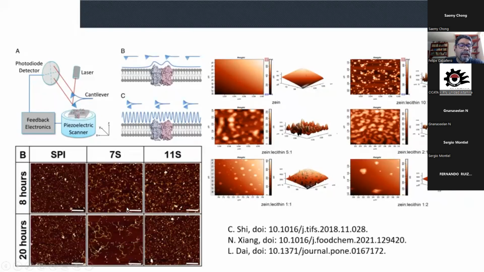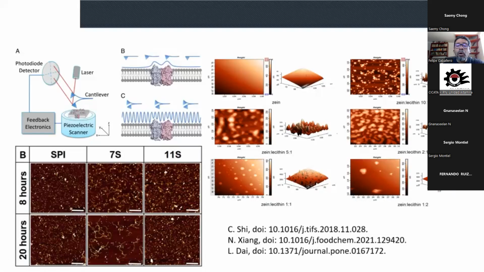For example, this bottom left are soy-based proteins after different processing times. So you can see how the soybean protein acquires a fibrillar structure here and here. And also, this is another atomic force microscopy study on zein lecithin. Zein is the protein that comes from the corn, from maize, and lecithin is a known emulsifier.